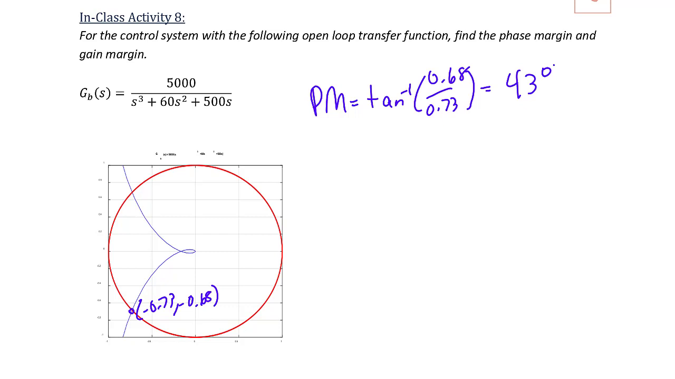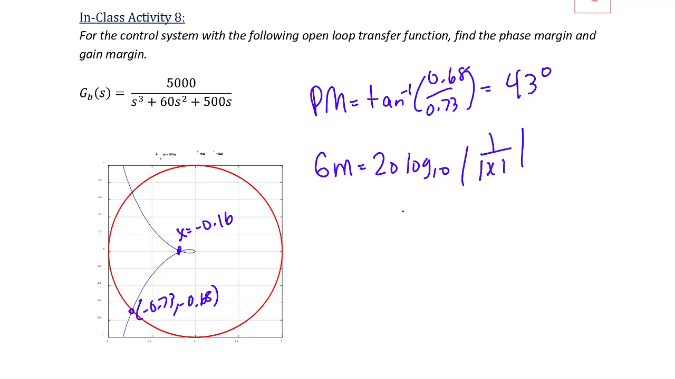And we also see that this point intersects with 180 degrees here, where x is equal to negative 0.16. So the gain margin is equal to 20 log base 10 of 1 over the absolute value of x, or 20 log base 10 of 6.25. So the gain margin is equal to 15.9 decibels.